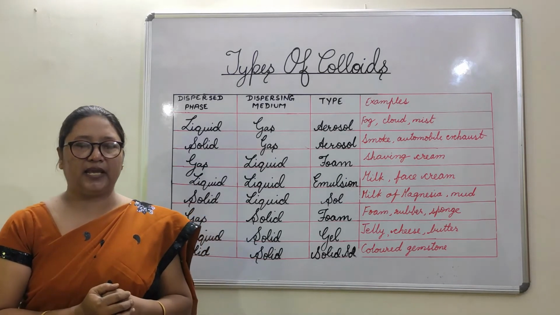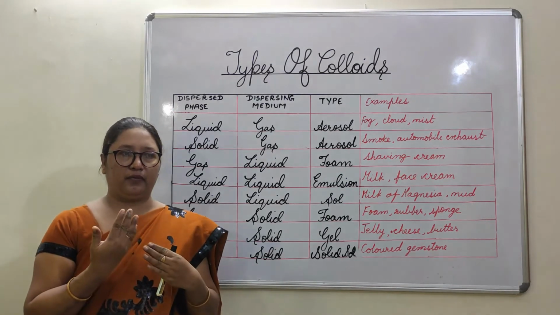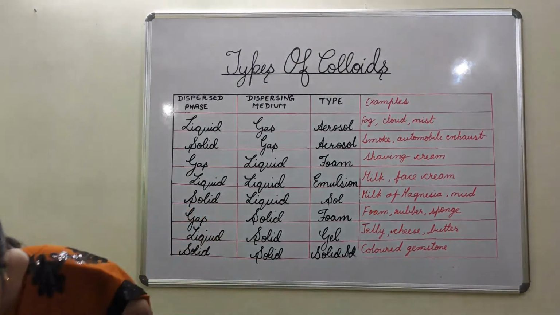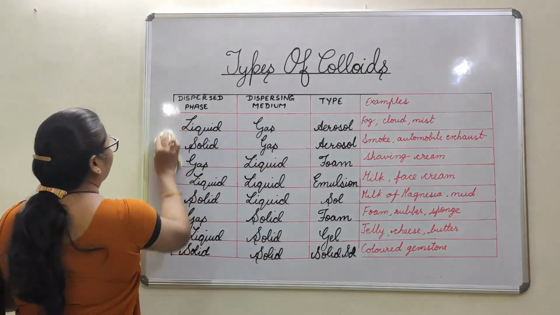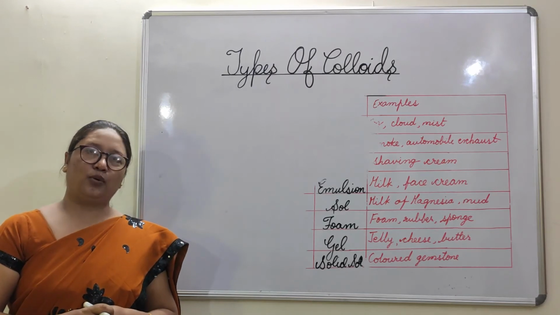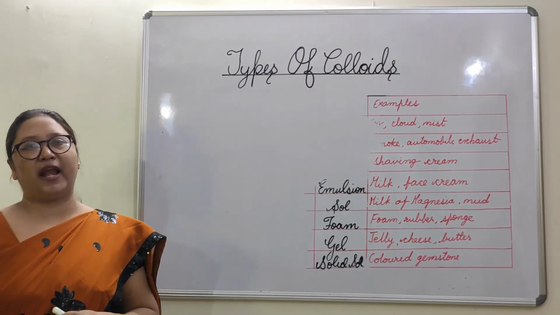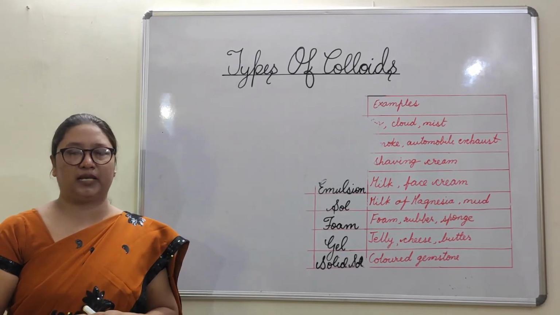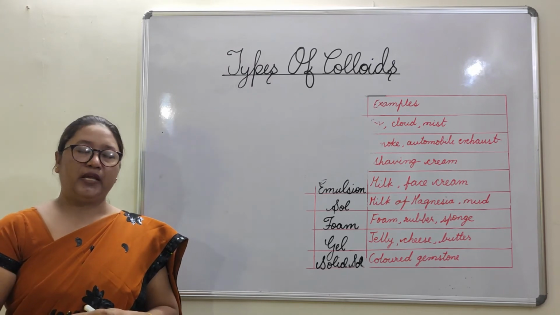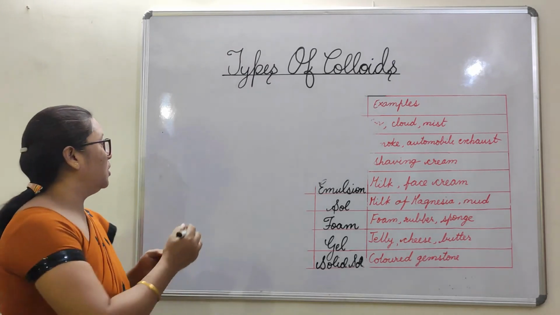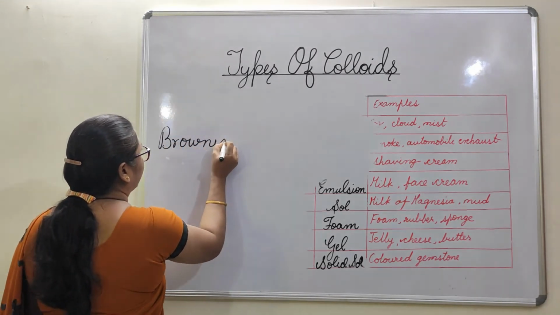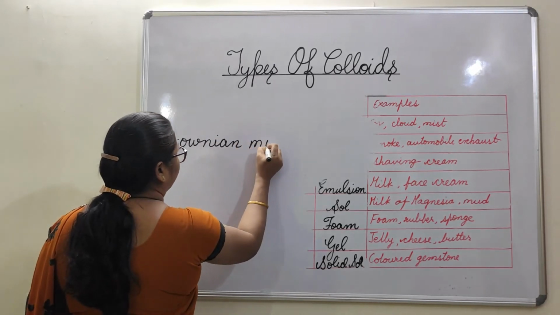Then next is Brownian movement. I want to introduce this term to you. The colloidal particles seem to move randomly in a zigzag motion in all directions when seen under a microscope. It was first observed by Robert Brown. So, it is Brownian movement.